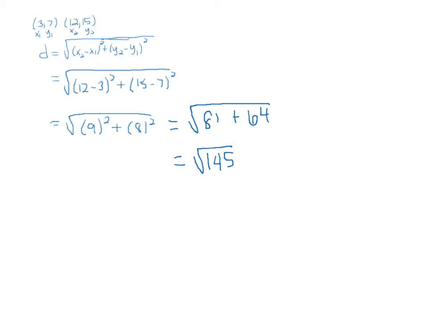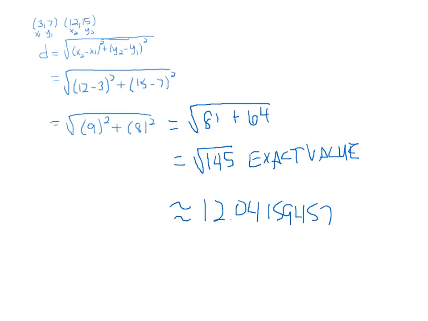We'll have to check that in our calculators. So let's go to our calculator and determine the value of this. This is what we call the exact value. My handwriting is a little bit messy there, I apologize for that. This is known as the exact value. And the approximate value would be for us to evaluate what the square root of 145 is equal to, which is approximately 12.04159457, and so on and so forth.